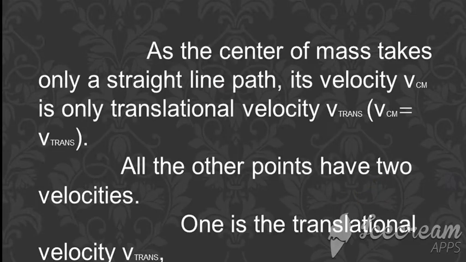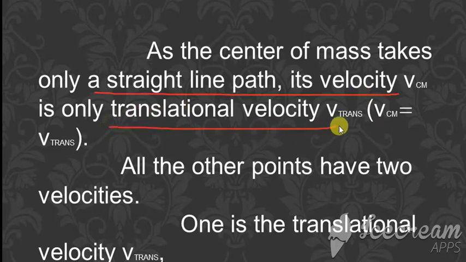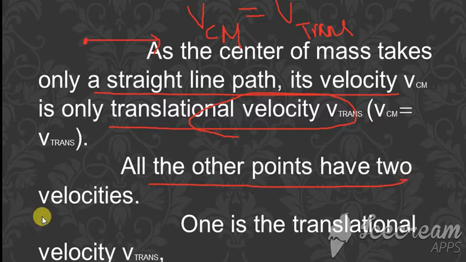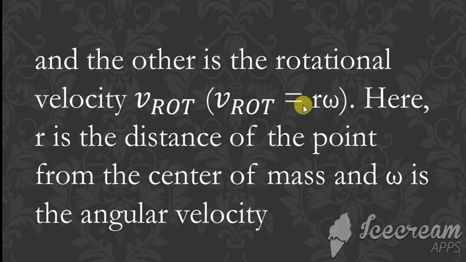Next, as the center of mass takes only a straight path, its velocity has only the translational component. So velocity of the center of mass is equal to what? The velocity of translation. Why are we taking only translation? Because the center of mass is moving only in a straight path. All the other points have two velocities. One is translational and the other is what? Rotational. So one is translational velocity and the other is rotational velocity. That rotational velocity is equal to what? R into omega.